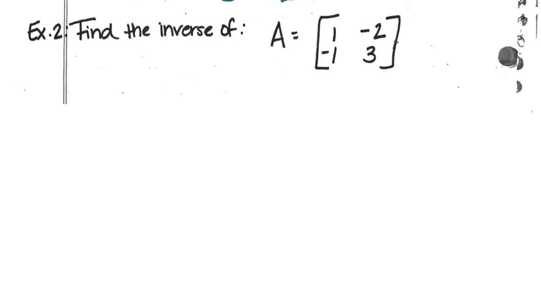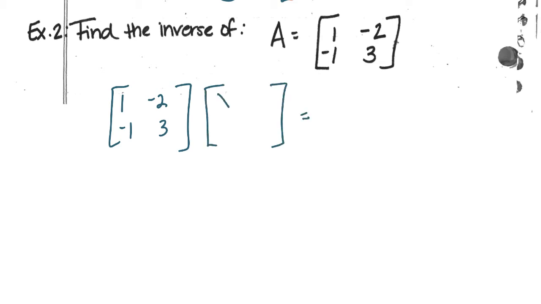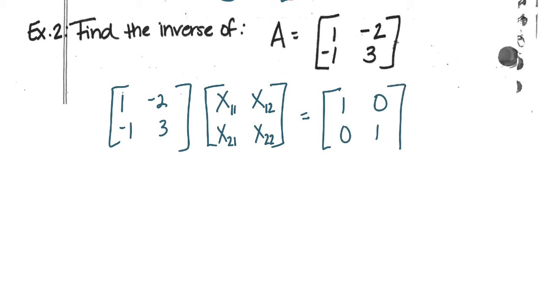For the next problem, they're asking us to find the inverse of A. And this can get a little confusing, but there's a few ways to do it. So I know I have A, 1, -2, -1, and 3. And I know I can multiply it by B. Well, I'm going to call this x11, x12, meaning row 1, column 1, row 1, column 2, x21, x22. And I know that I have to get the 1, 0, 0, 1 out.